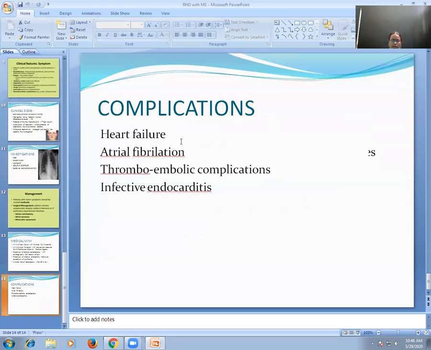Complications, as we discussed: heart failure, mostly right-sided heart failure, atrial fibrillation, thromboembolic complication, and infective endocarditis. So this is all about mitral stenosis.